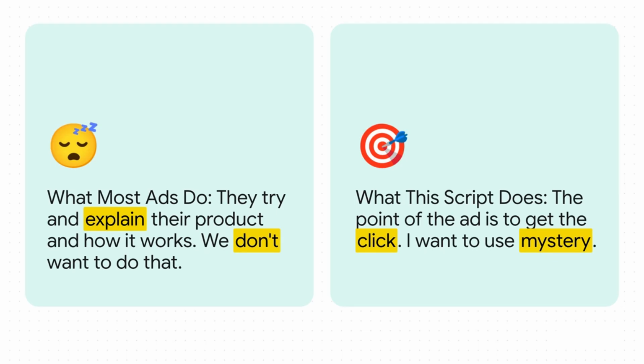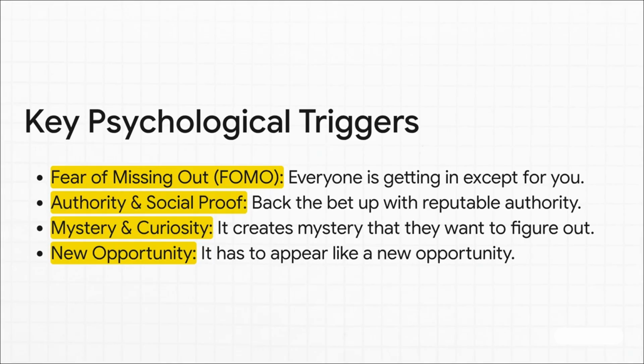This script does the exact opposite. It creates mystery, it keeps the core mechanism hidden and intriguing, and it focuses all of its energy on one single goal: get the click. These right here are the psychological engines that make the whole script run. You create that new opportunity to spark mystery and curiosity. You use authority and social proof to build rock-solid trust. And then you hit them with FOMO to drive that final click. It's just a devastatingly powerful combination.